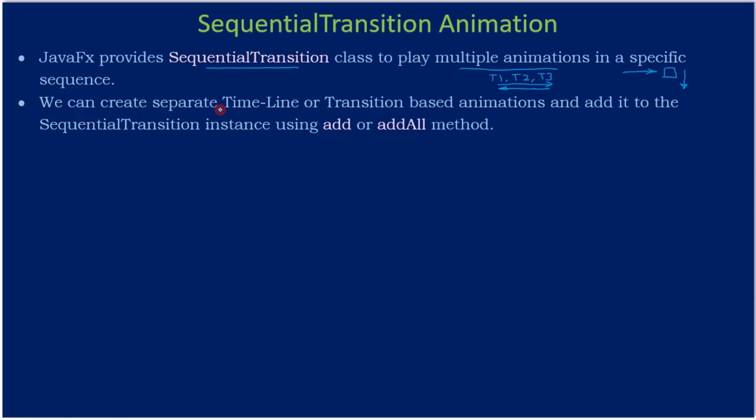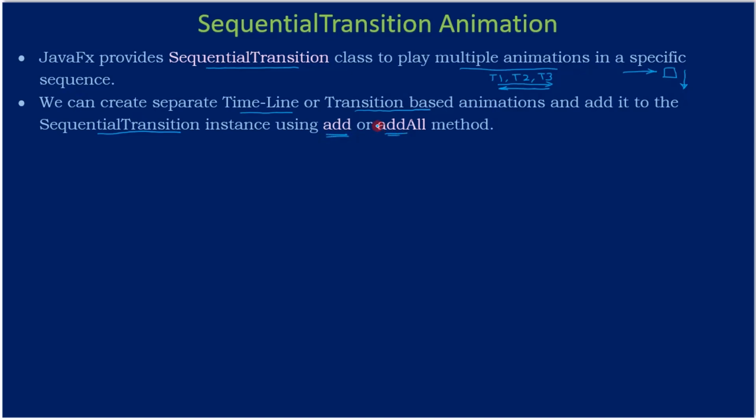We can create separate transition-based animation. That's what we talked about here. You can also create timeline-based animation, or you can mix both. So create timeline or transition-based animation and add it to the sequential transition instance. We will create a SequentialTransition, we'll create separate animations, then we will add them to the SequentialTransition instance using the add or addAll method.